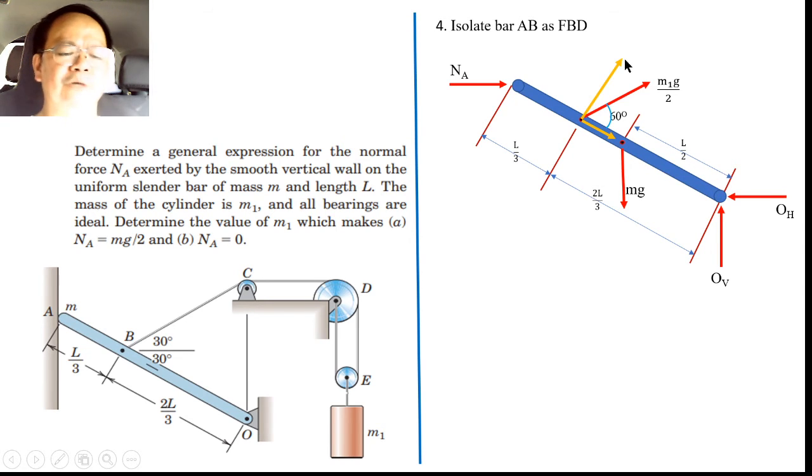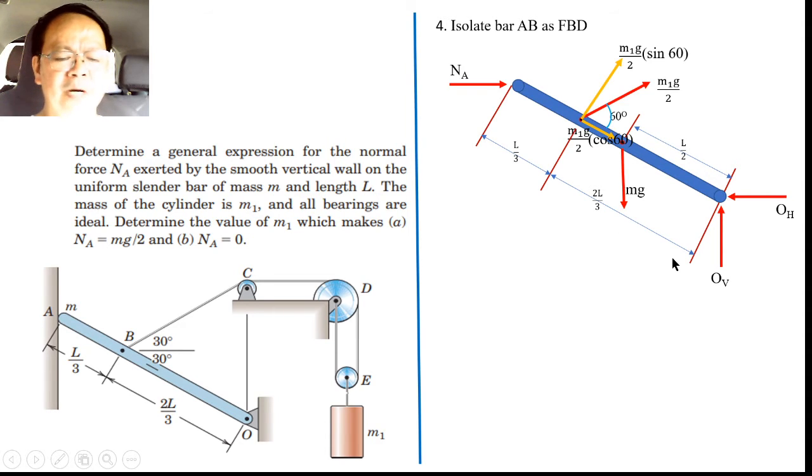Okay, and the magnitude of this component that is perpendicular to the bar, this angle being 60 degrees, shall be the opposite side of this angle 60, and it's equal to M1G over 2 multiplied by sine of 60. Whereas this component that is parallel to the cable or to the bar will be equal to M1G over 2 multiplied by cosine of 60.